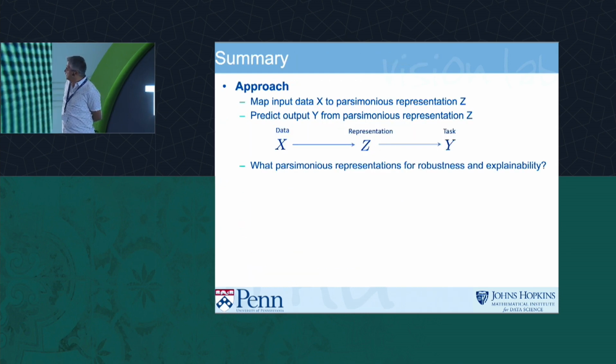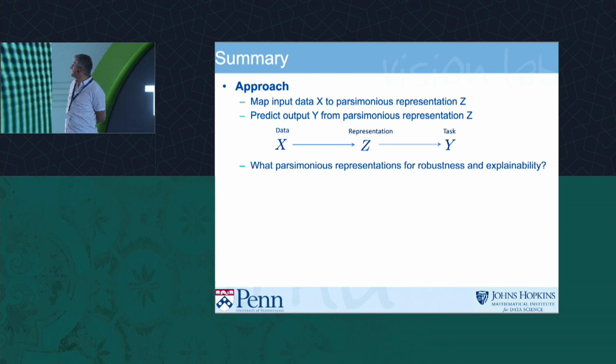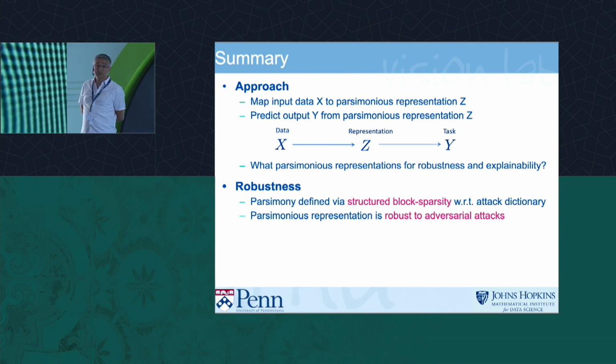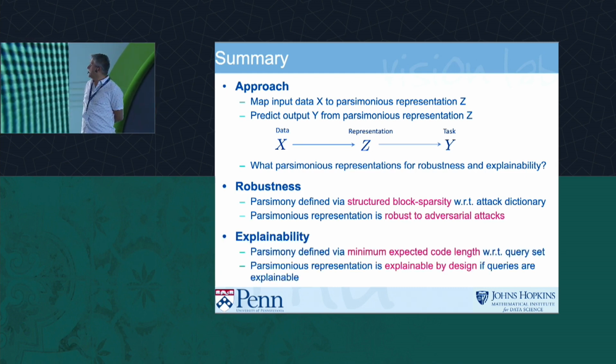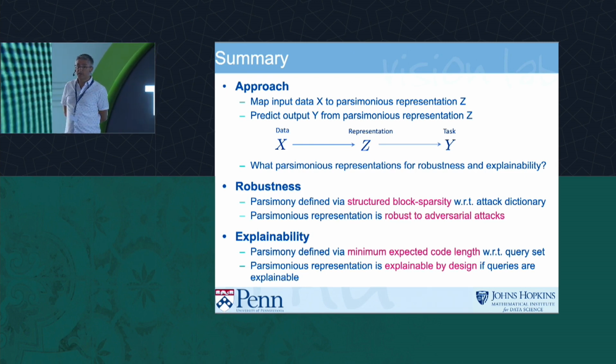But for both applications, I think the underlying theme was that low dimensionality and parsimony are important. In the case of robustness, parsimony was in terms of block sparsity. In the case of explainability, parsimony was selecting the minimum number of queries that are sufficient for the task.